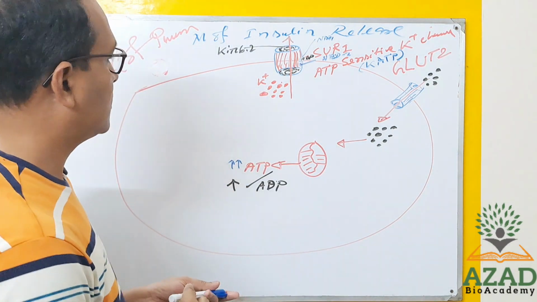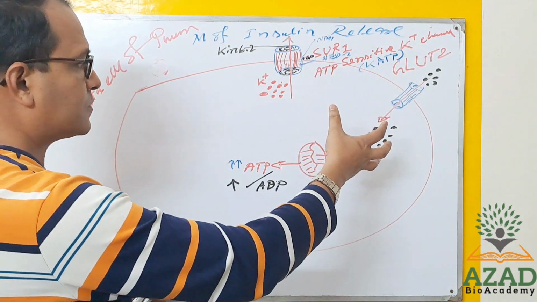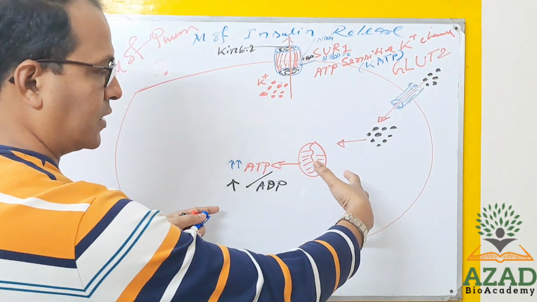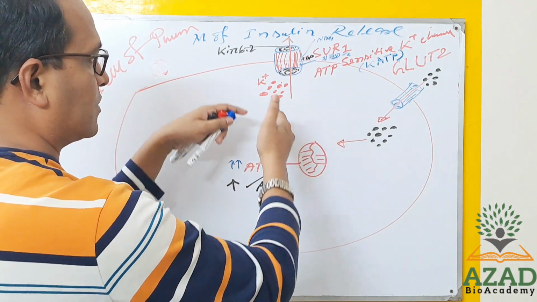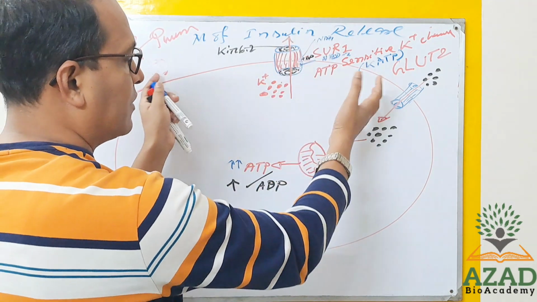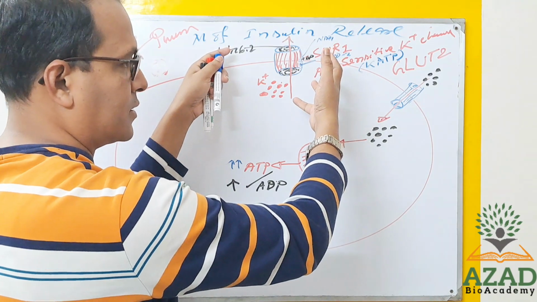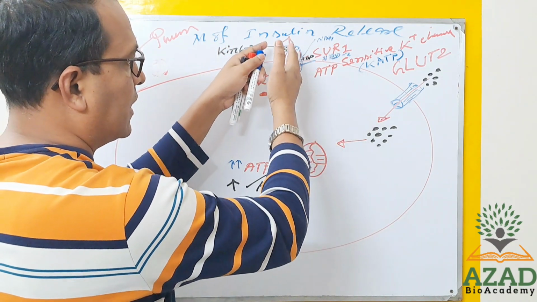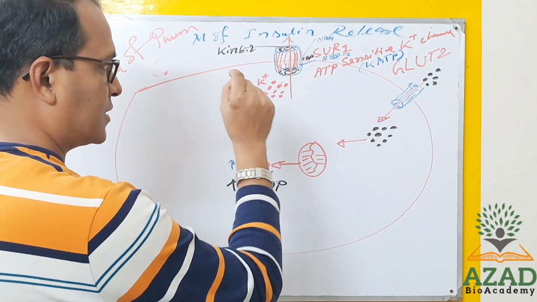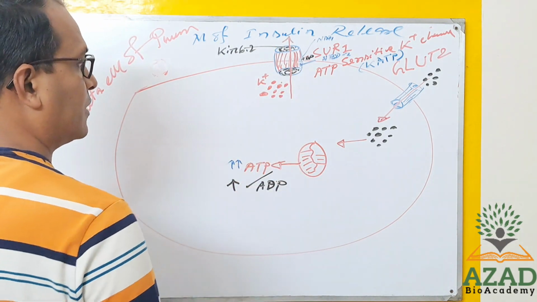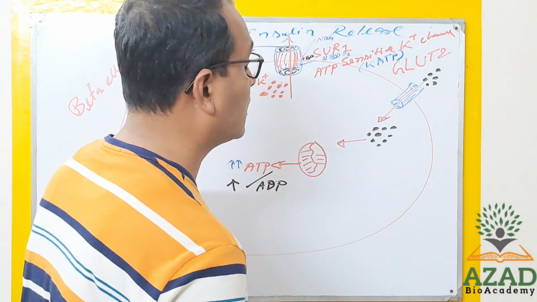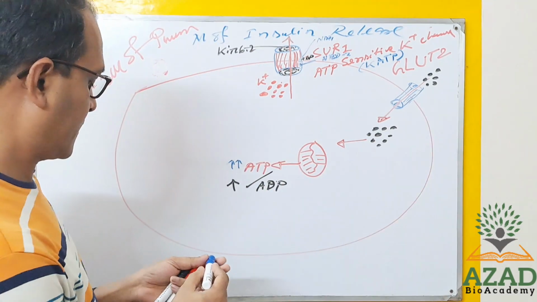Okay, so in normal condition, no glucose entry in sufficient amount, and the beta cell is just working, and the membrane will produce a hyperpolarization current through the ATP sensitive potassium channel. Okay, so now what will happen after glucose enters the beta cell?